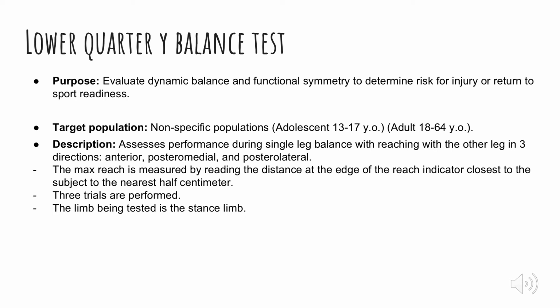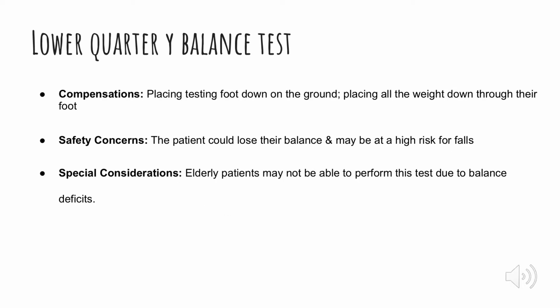So if you're the person that's administering the test, you will ask the person you're working with to stand on one leg. Whichever leg they're standing on is the leg that will be tested. You will then ask them to reach in 3 directions with their non-stance leg, the leg that is in the air. You will ask them to reach in the anterior direction, the posterior medial direction, and the posterior lateral direction. In order to get an accurate score, 3 trials are performed.